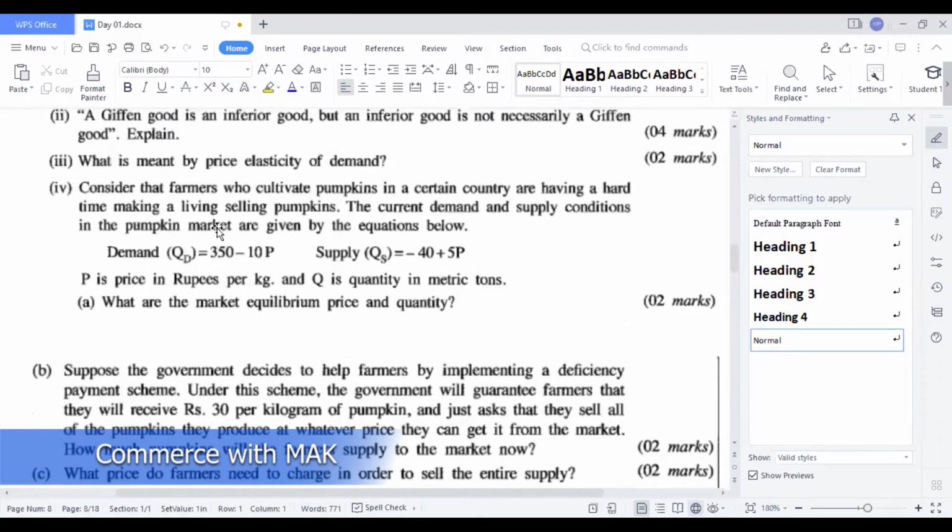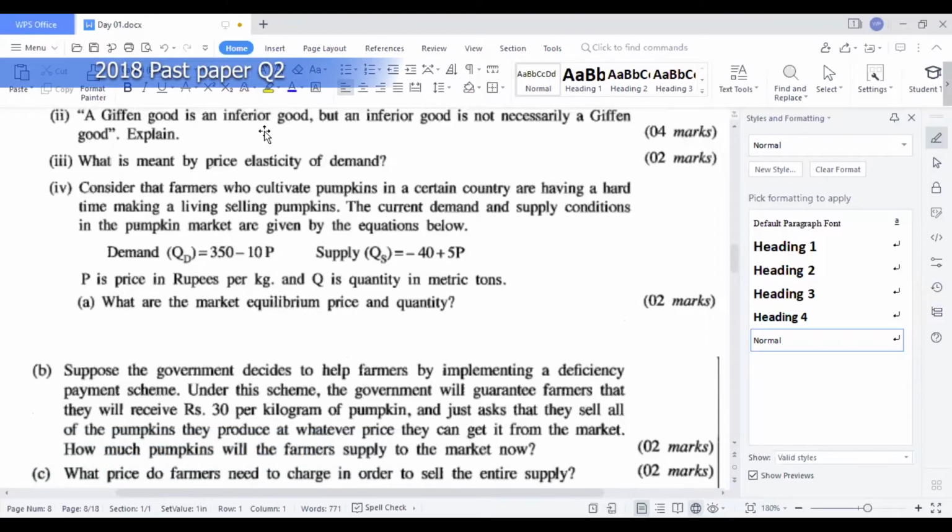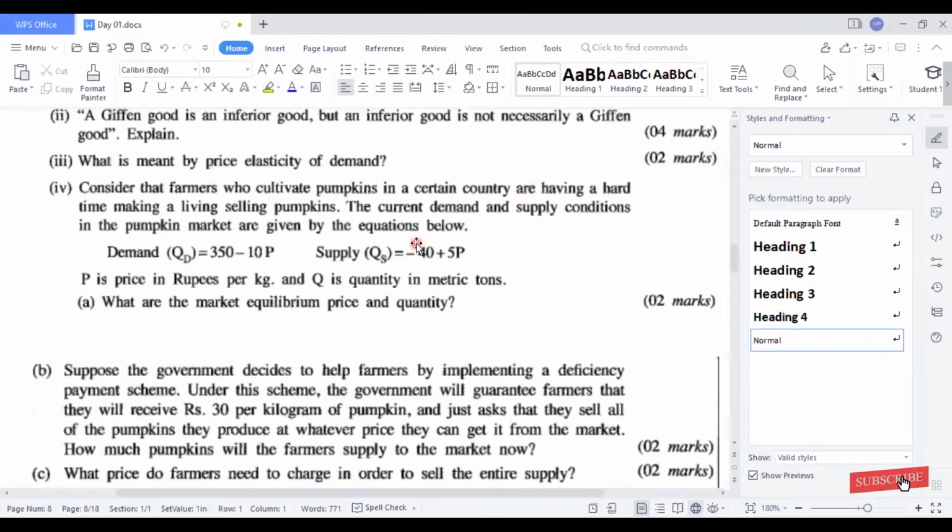Consider that farmers who cultivate pumpkins in a certain country are having a hard time making a living selling pumpkins. The current demand and supply conditions in the pumpkin market are given by the equations below. Quantity demand is 350 minus 10p. Quantity supply is minus 40 plus 5p. So what are the market equilibrium price and quantity? You all know how to do this.